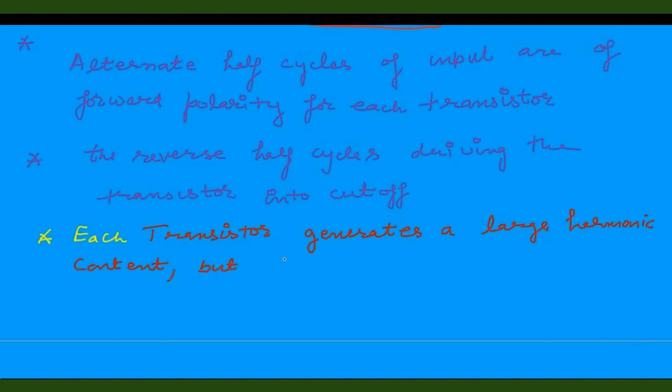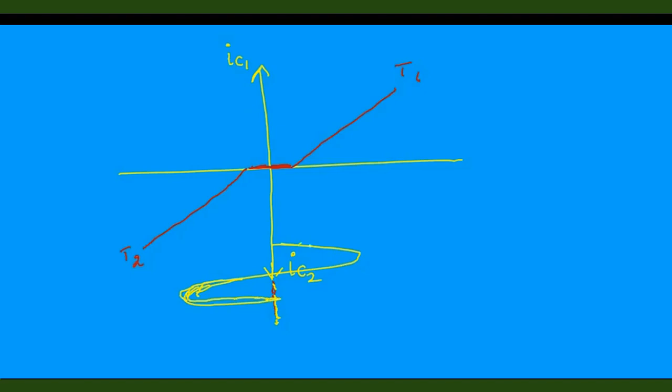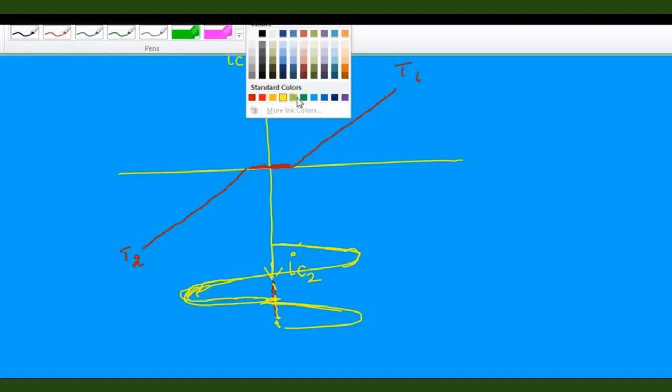The transistor generates large harmonic contents like omega, 2 omega, 3 omega, but the push-pull connection cancels the even harmonics. So this is very good. This is the signal. The signal is varying like this.